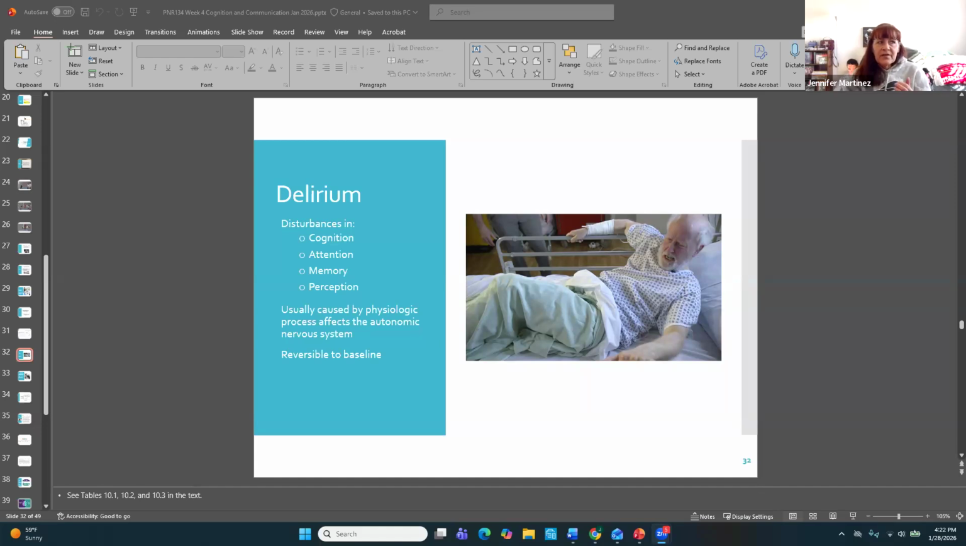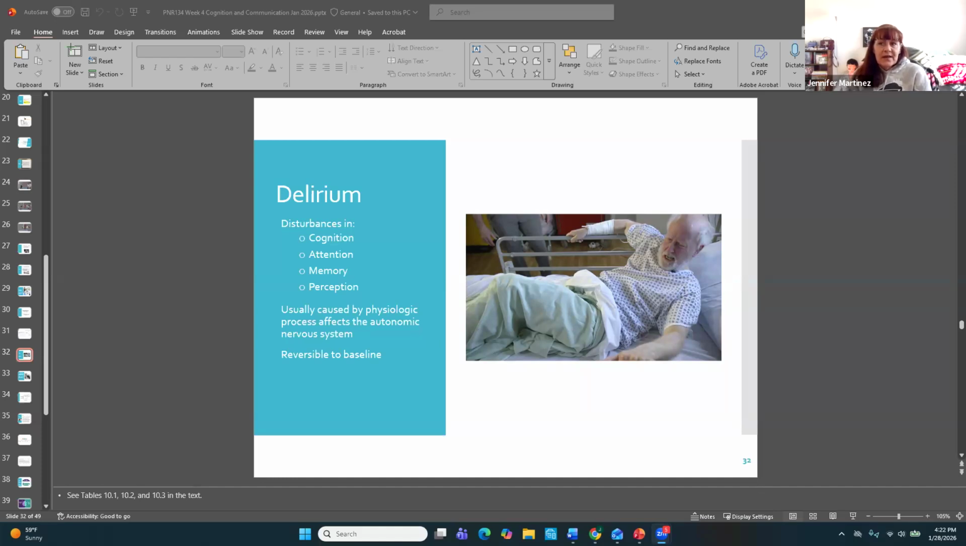And so with delirium, they'll have disturbances in their cognition, attention, memory, as well as perception. And it's usually caused by a physiologic process that affects the autonomic nervous system. I'll give you an example in a second. But again, it is reversible to baseline. So we can reverse the delirium. We just have to recognize it and address the changes that are occurring.